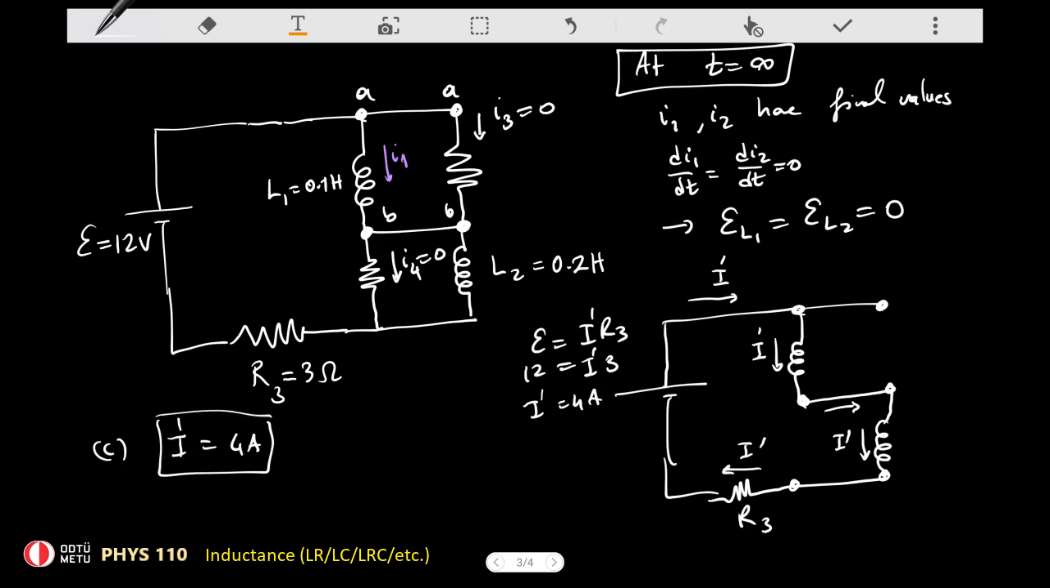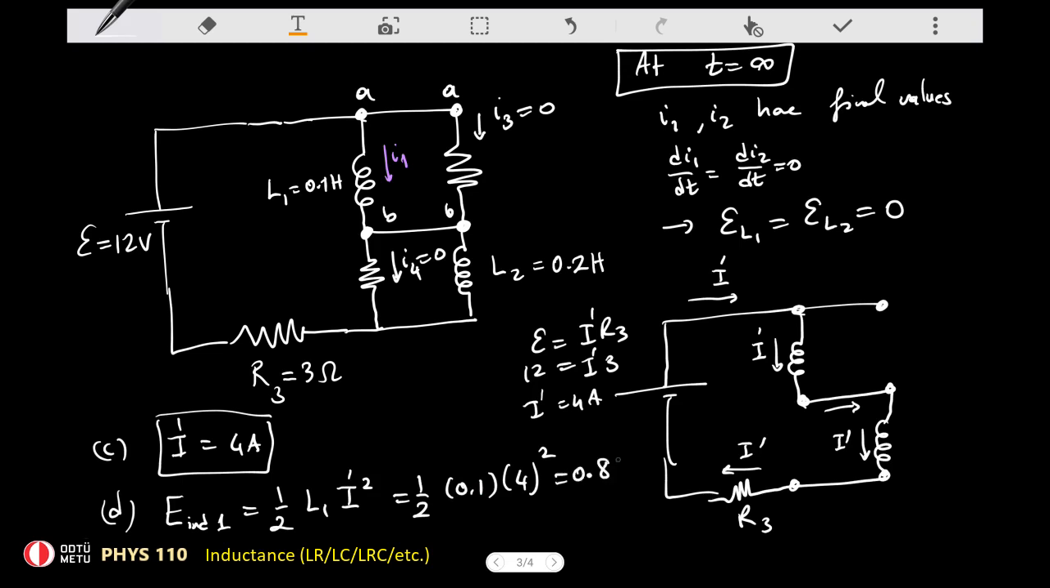Alright, so part D was about the energy that's stored in this inductor at time t equals infinity, but that has a very simple answer. So energy on inductor 1, let's say, that's going to be 1/2 of L1 times I prime squared. So that was 0.1 Henry, and the current is 4 amperes. So the 4 amperes squared. So that's, as a result, this energy would be 0.8 joules.